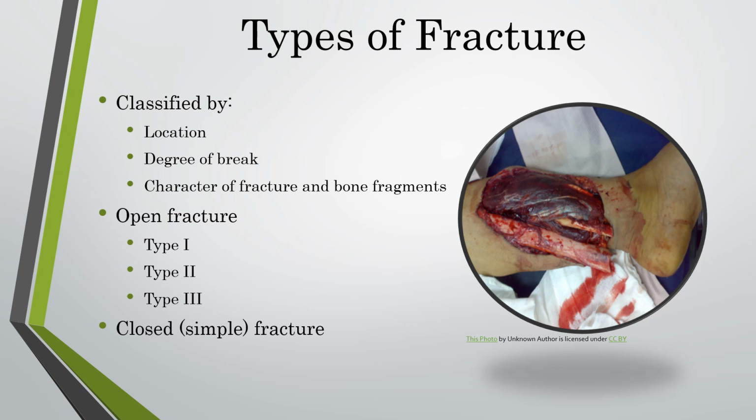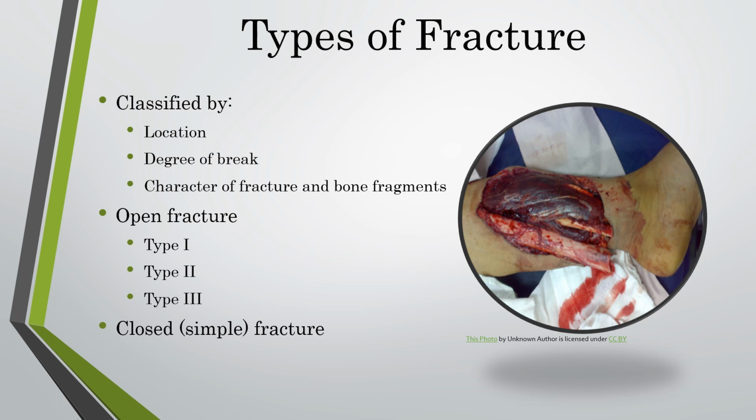All right, types of fractures. Fractures are classified by location, the degree of breakdown of the bone, and the character of the fracture and the fragments of the bone. We have different types of fracture that are graded based on the extent of the tissue injury. Type 1 is minimal skin damage. Type 2 is damage that includes skin and muscle and contusion, but without extensive soft tissue injury. And grade 3 is damage that is extensive or excessive to skin, muscles, nerves, and blood vessels.